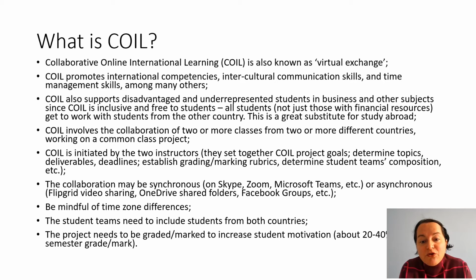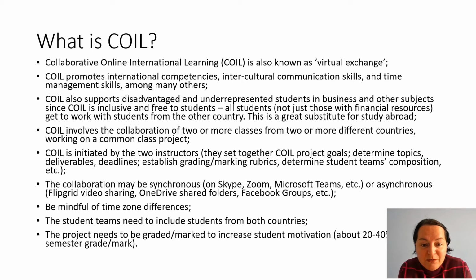They set together the COIL project goals and objectives. They determine the topics of the students' projects, the deliverables, maybe a PPT presentation, maybe a paper, the deadlines. The professors establish together the grading or marking rubrics. They determine together the student team's composition, etc. An easy way to do the teams is by alphabetical order of last name for both classes. But you can also randomly pick, if you want, the teams and the members.